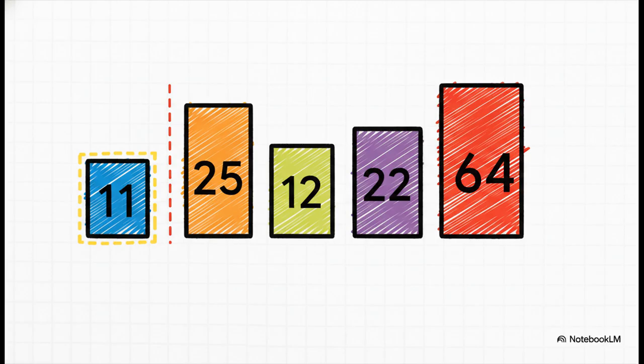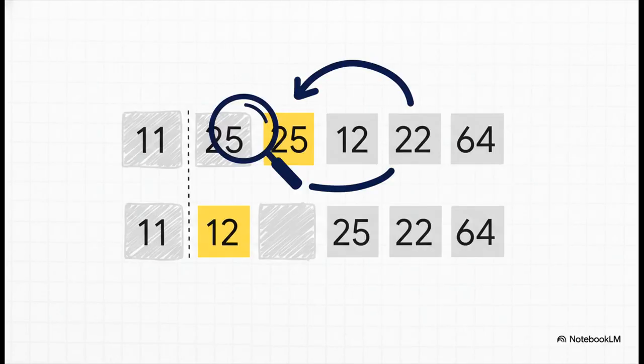We can see the sorted part of our array has started to grow from the left, and now the algorithm can completely ignore that first spot for the rest of the time. So for the second pass, it does the exact same thing, but only on the part that's left unsorted. It looks at 25, 12, 22, and 64, finds that 12 is the smallest, and swaps it with a 25. Now the first two elements are sorted and locked, and it just keeps going like that.